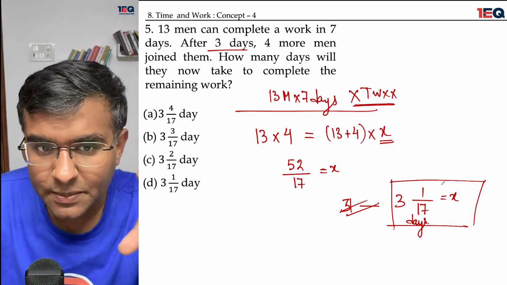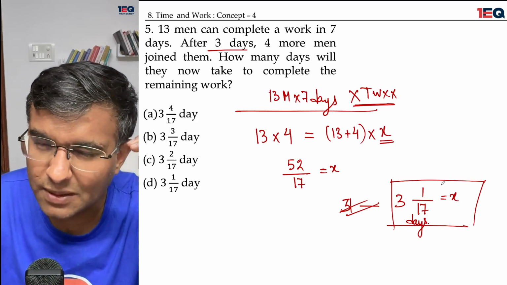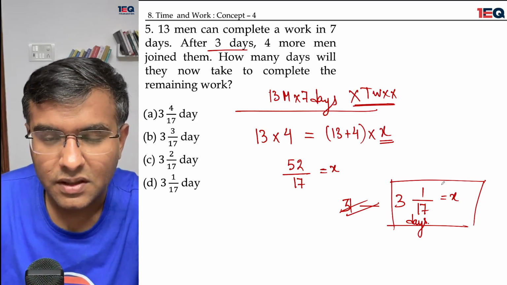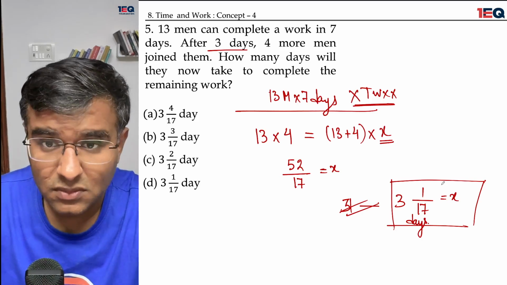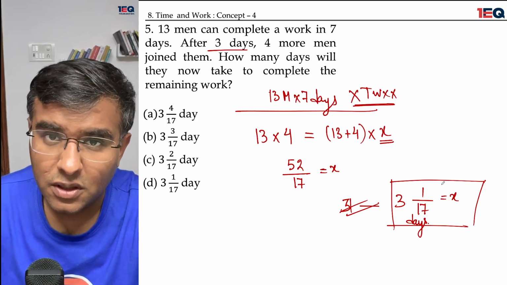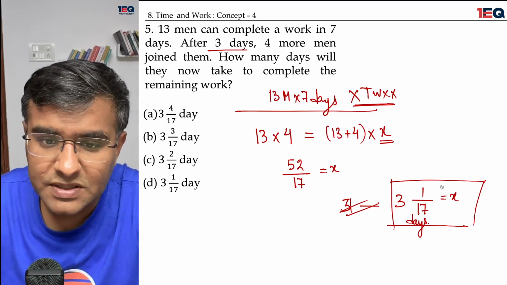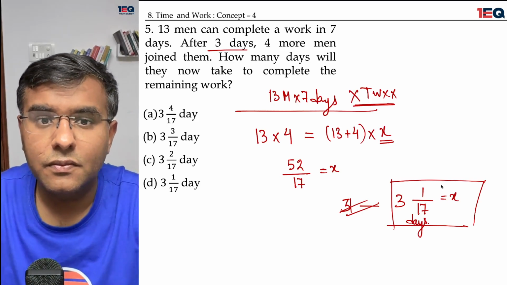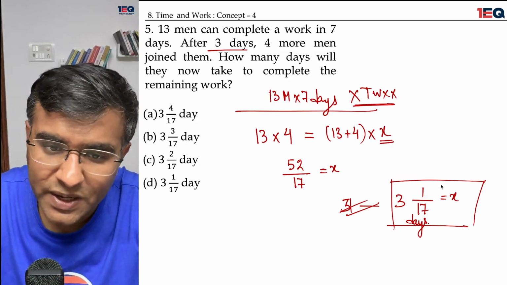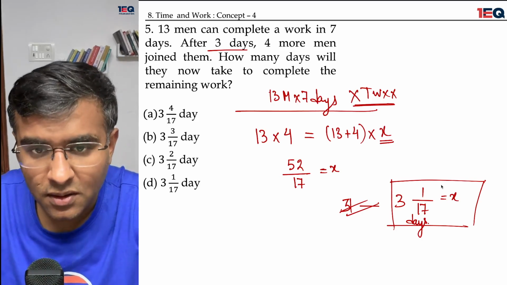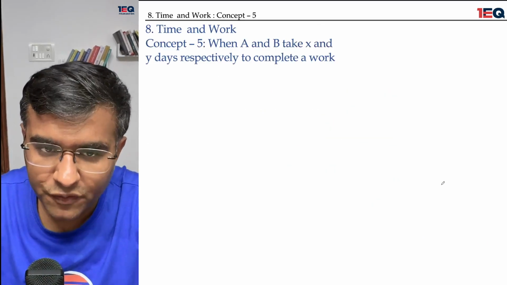See, the concepts are very plain, very basic. The answers come out pretty soon. So in this particular chapter of time and work, you must aim for 100% accuracy. Okay? You must aim for 100% accuracy. Do not get any questions wrong in time and work. Moving ahead.